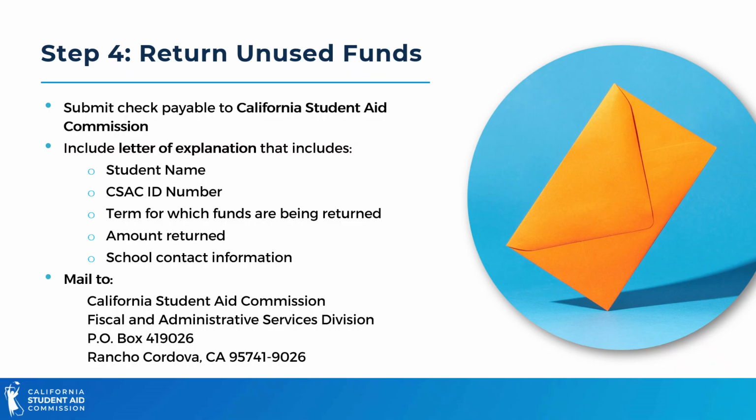To return unused funds for the closed academic year, please submit a check made out to the California Student Aid Commission. Please include a letter of explanation that explains the following: student name, CSAC ID, term for which funds are being returned, amount, and the school contact information. And with that, please mail the envelope to the following address that you see on the screen.